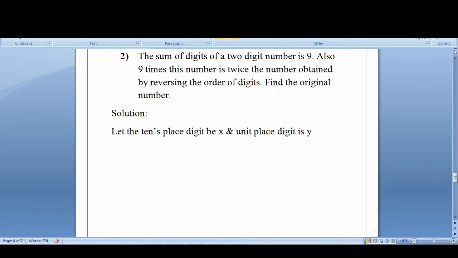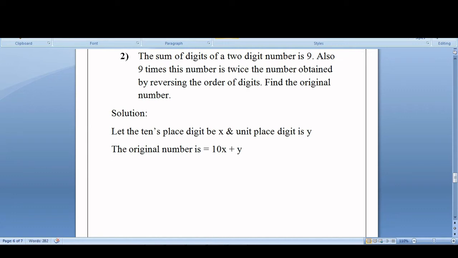If we are given the value of the tens place digit and the value of the unit place digit, then how can we obtain the original number? Simply multiply 10 with the tens place digit, multiply 1 with the unit place digit, and then add them, and we will get the original number. So this is our original number.